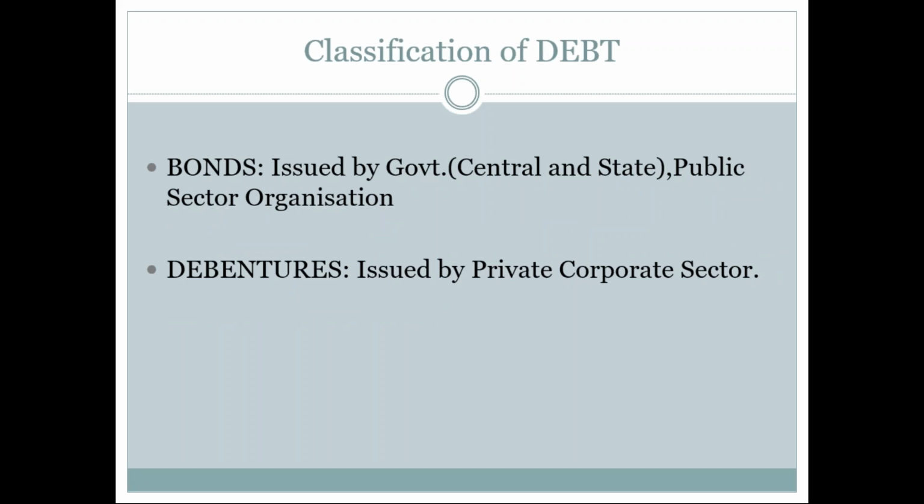So there are two types of debts. If the government wants to raise money, they take money from people and issue bonds, by the government or a public sector organization. And if a company wants to take debt, then they raise debentures and issue them to people, private companies.